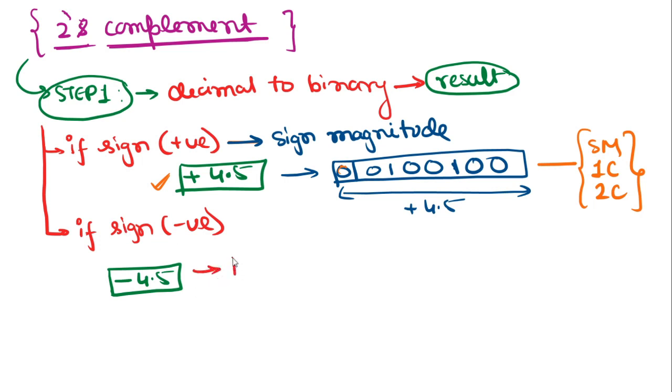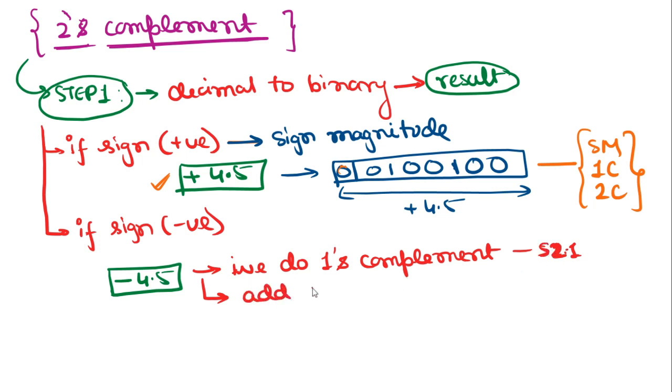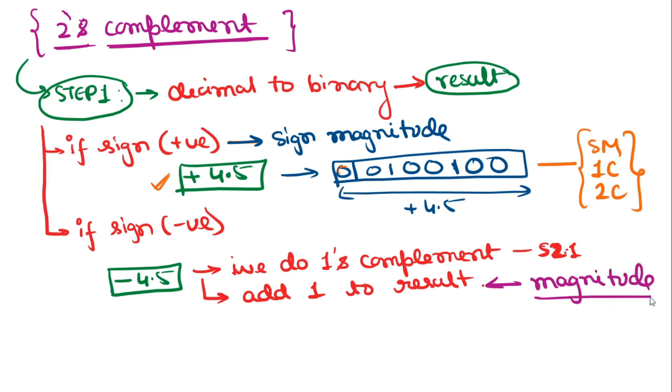So here are the steps. First we do 1's complement. This is step 1, and step 2 is that after doing 1's complement, we add 1 to the result. This value will be our magnitude. Let's take an example. Let me insert one more slide. Let's take the same example, minus 4.5.